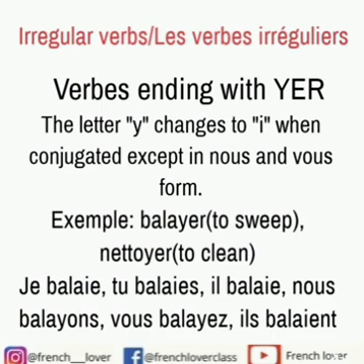For example, balayer is to sweep, and nettoyer is to clean. When you conjugate, normally it was supposed to be balaye, but you change the Y to a letter I. Je balaie, tu balaies, il balaie. In front of nous, it goes back to the Y.